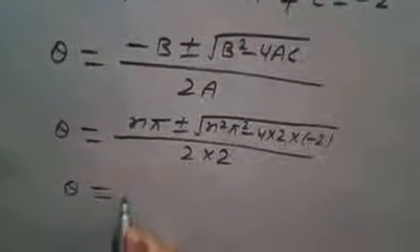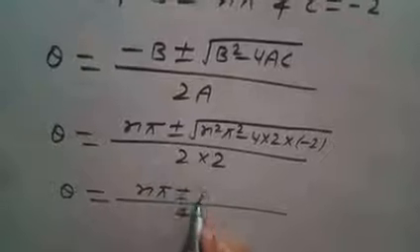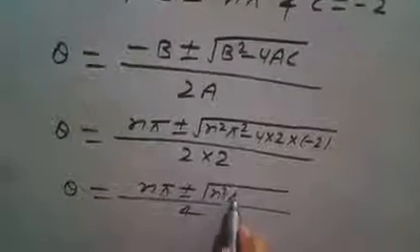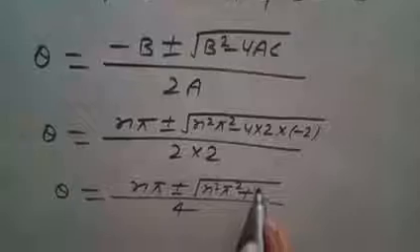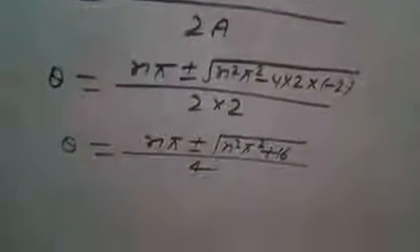So theta is equal to n pi plus minus under root n square pi square plus minus plus 4 to the 8 to the 16. So that is the answer.